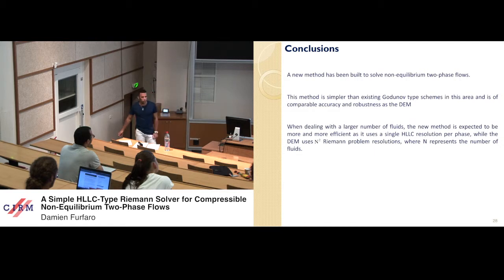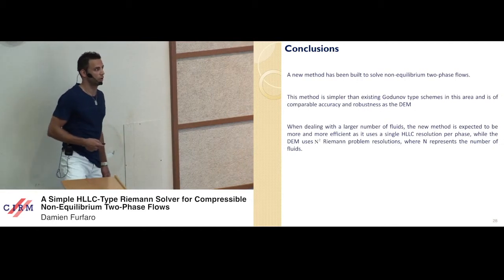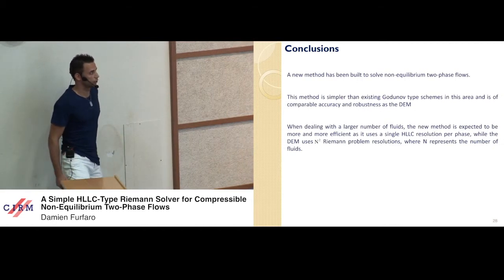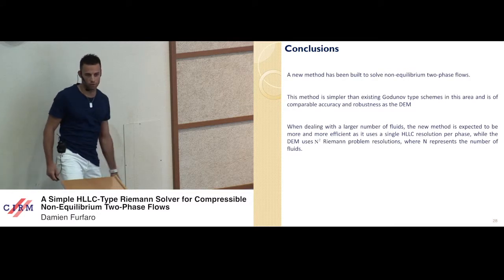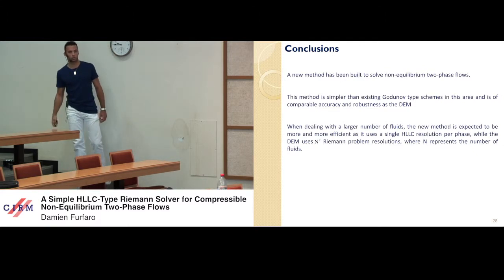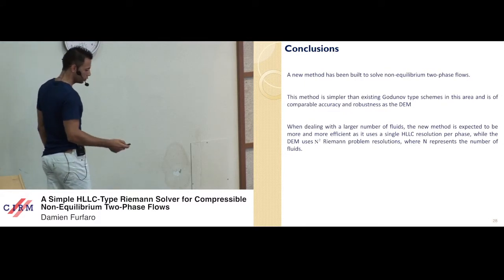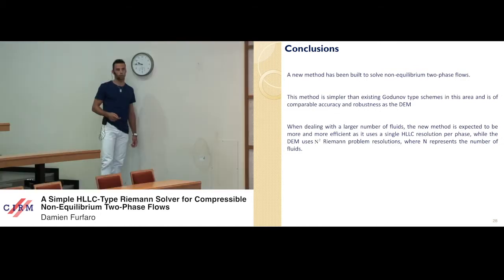Conclusions. A new method has been built to solve non-equilibrium two-phase flows. This method is simpler than existing Godunov-type schemes in this area, and is of comparable accuracy and robustness as the discrete equation method. When dealing with a larger number of fluids, the new method is expected to be more and more efficient as it chooses a single HLLC resolution per phase, while the discrete equation method uses n-squared Riemann problem resolutions, where n represents the number of fluids.